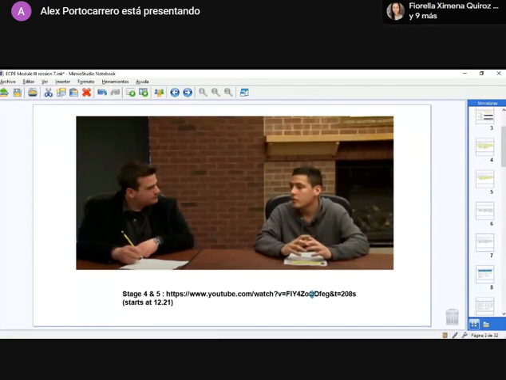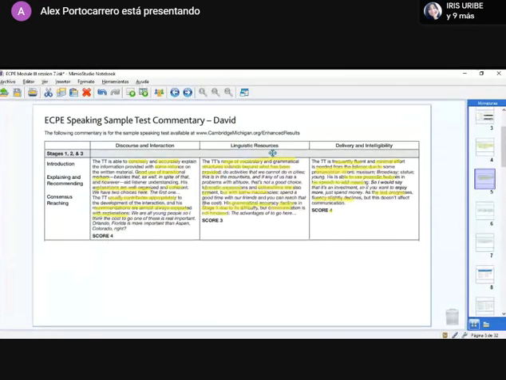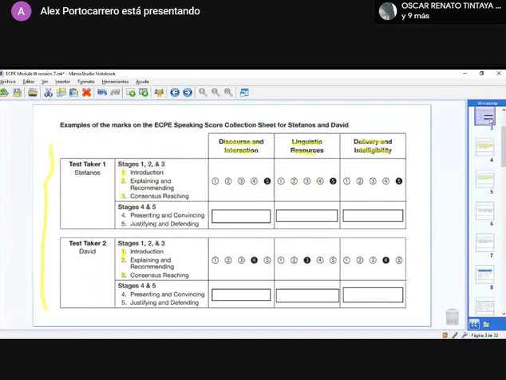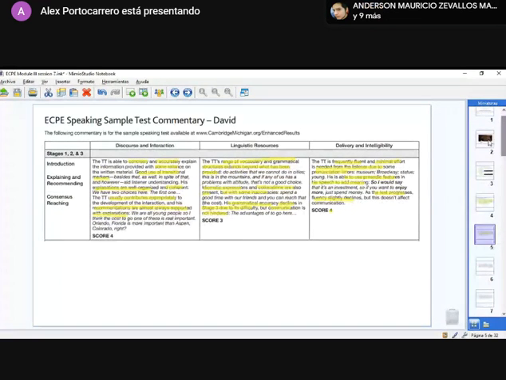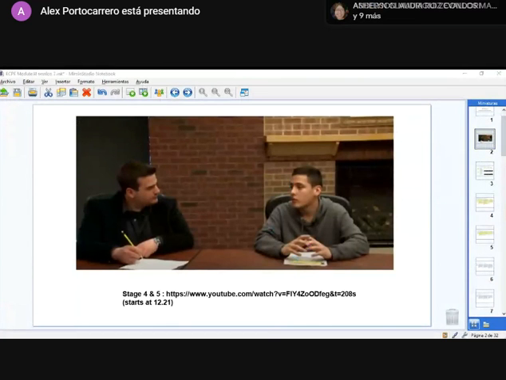So pay attention to what they do well. Remember that there are 3 criteria: discourse and interaction, linguistic resources, delivery, and intelligibility. So, 3 columns, for each candidate. And also, don't forget that this part are stages 4 and 5, presenting and convincing, and justifying and defending, right? So here, we're gonna watch this. Just give me 1 second to set everything up.